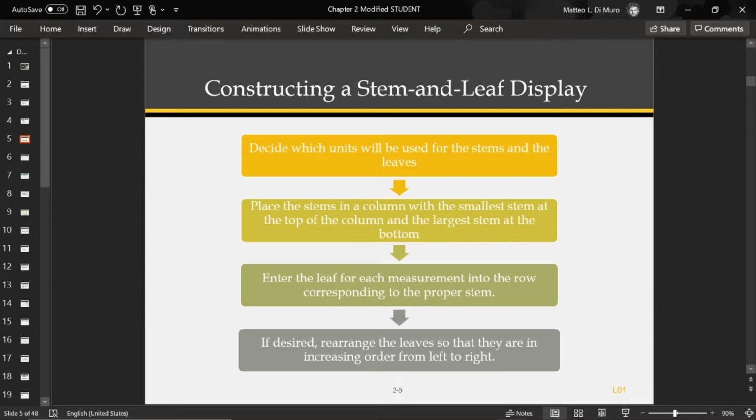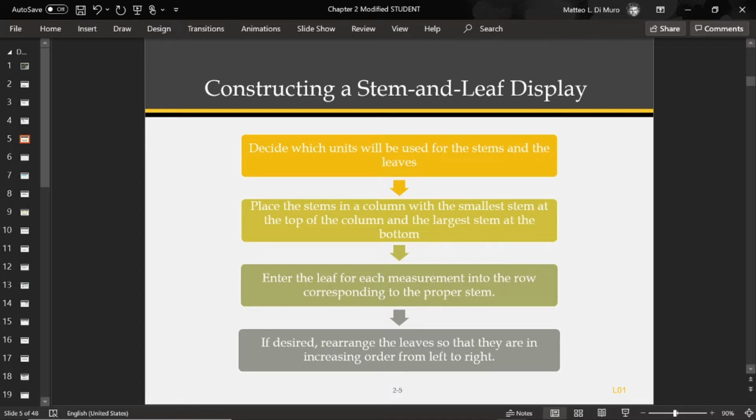So you're going to want to figure out who's going to be your stems and who's going to be your leaves. That'll make more sense when we look at some numbers in the example that's coming up. Basically, if you have a number like 10 or 12 or 13, your stem might be the 1 for the 10, and then your leaf might be the ones digit. Okay, so that's what I mean by stem and leaf.